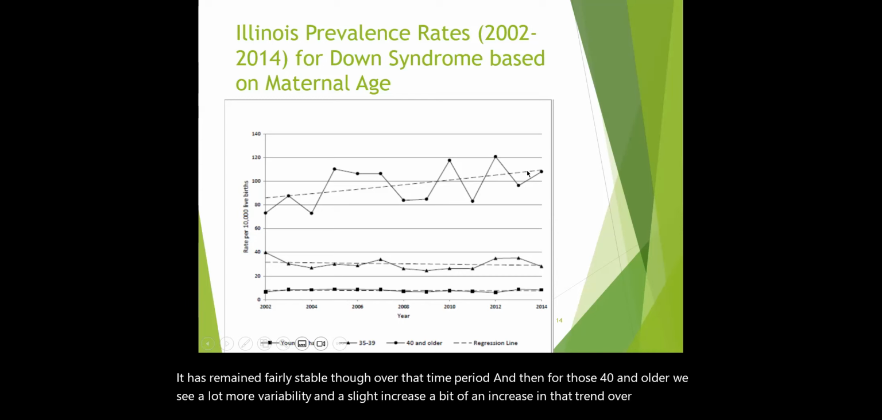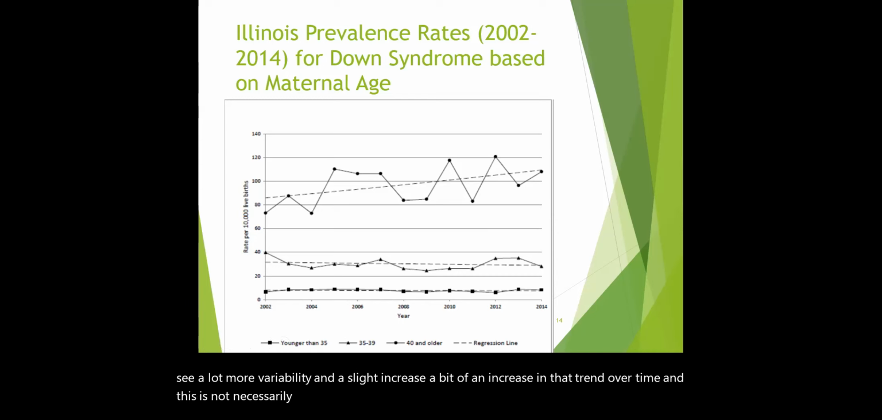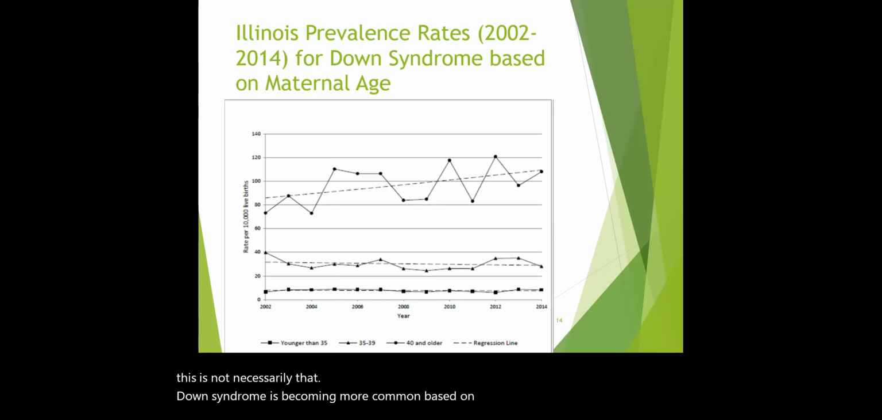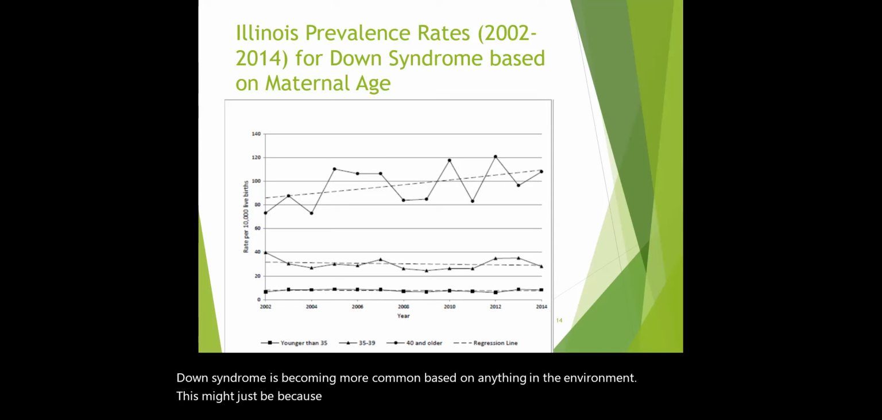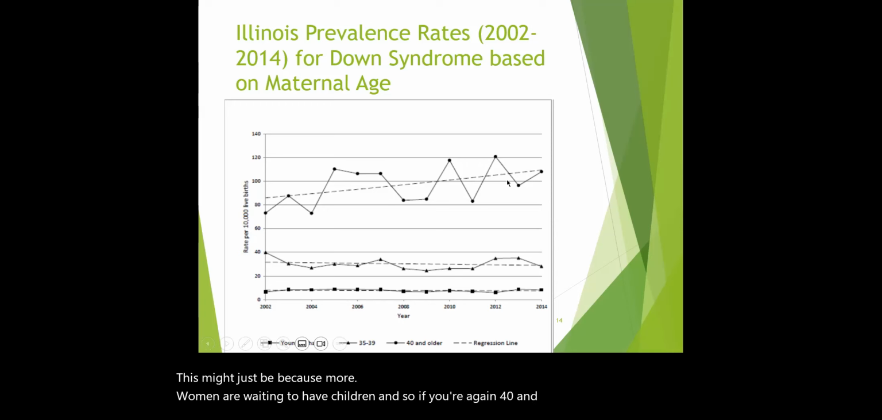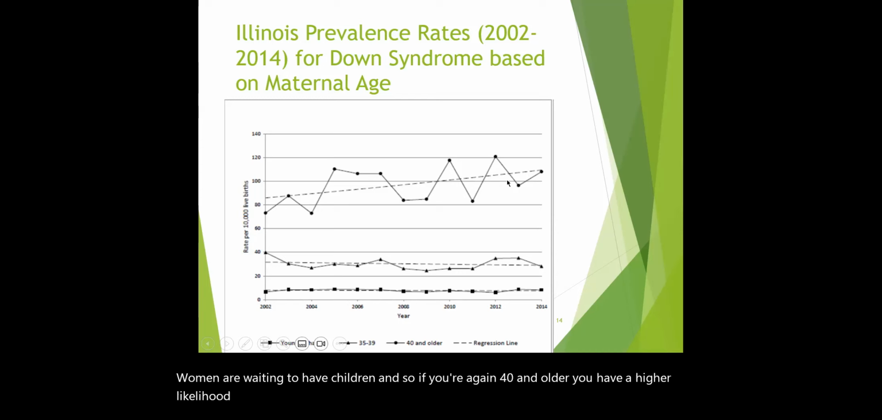And this is not necessarily that Down syndrome is becoming more common based on anything in the environment. This might just be because more women are waiting to have children. And so if you're, again, 40 and older, you have a higher likelihood of having a child with Down syndrome. So that's probably what is accounting for that increase.